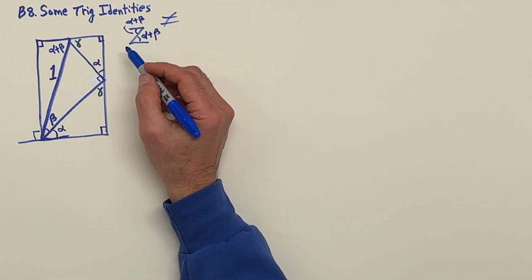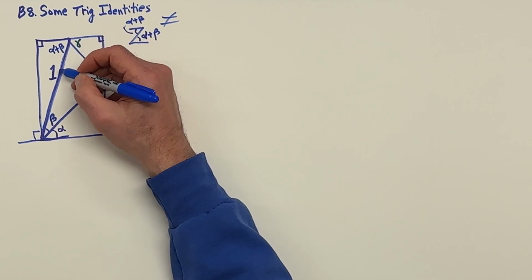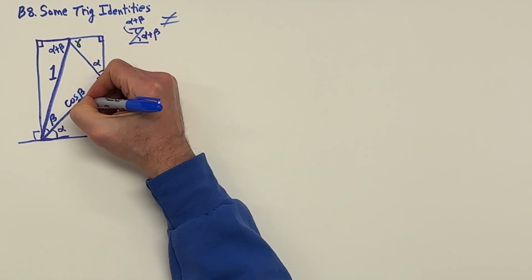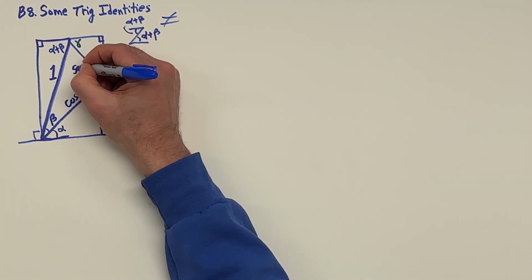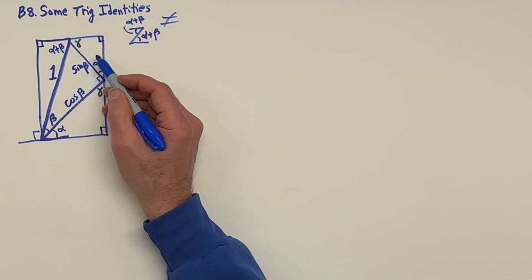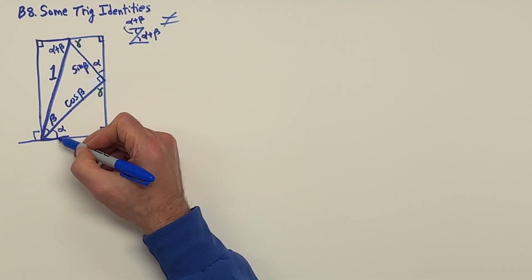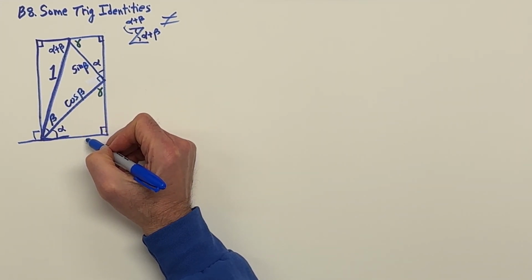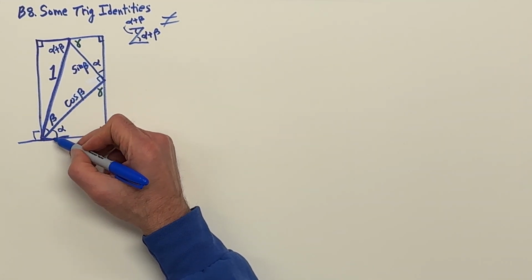Okay, now here we have some interesting things going on. If this is 1, then the cosine of beta is the adjacent side, and the opposite side is sine of beta. But now this is the hypotenuse for this triangle. So this adjacent side here is going to be equal to the hypotenuse times the cosine of alpha.